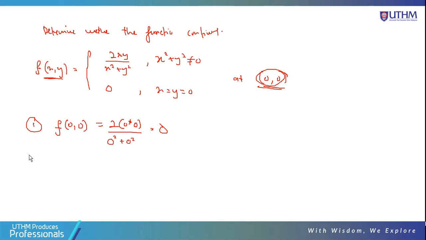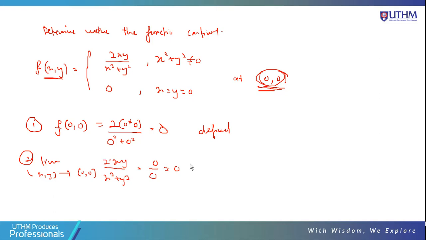So the second one, you take the limit as (x, y) opposed to (0, 0). First, define. This one is defined. And then the second one, you must take the limit. Okay, you take the limit of 2xy over x squared plus y squared. So when you take the limit, 0 over 0, so equal to 0. So this one exists. So when you compare number 1 and number 2, the answer is the same, 0 equal to 0.